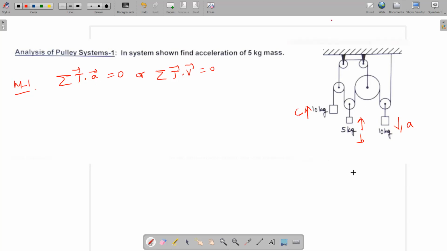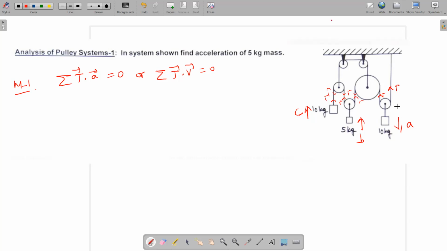Now, what you do is select the longest string. It looks like this string is the longest string. Correct? Now see, this is the longest string, so this is tension T. The string is the same, so tension will be the same everywhere. This is T, this is T, this is T, this is T, this is T.